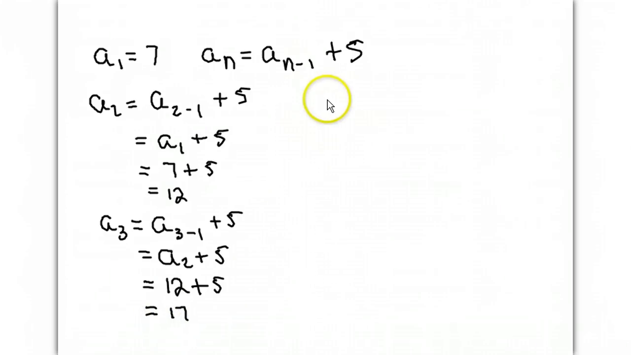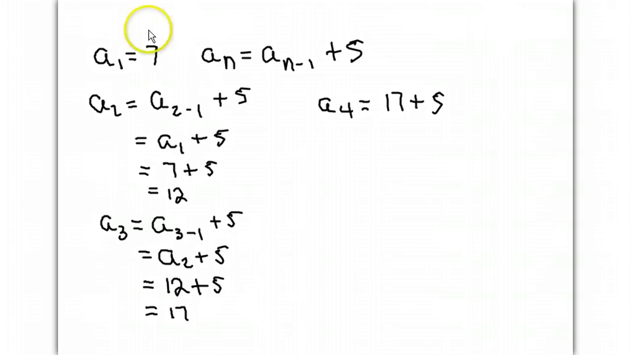So if you see the pattern, let's see if we can figure out A4. Looking at A3, it's the same calculation plus 5. So it's the previous one plus 5. Looking at A2, it's the previous one, which is A1 plus 5. So A4 will be the previous one, which is A3, which will be 17 plus 5, which will give us 22. So A4 is 22.